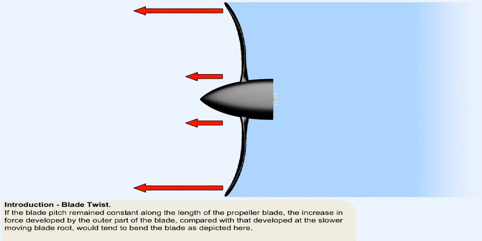If the blade pitch remained constant along the length of the propeller blade, the increase in force developed by the outer part of the blade, compared with that developed at the slower-moving blade root, would tend to bend the blade as depicted here.